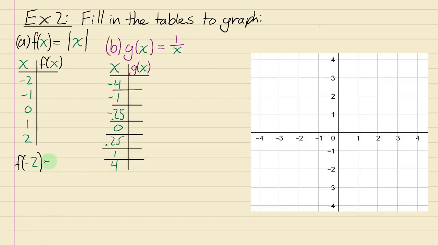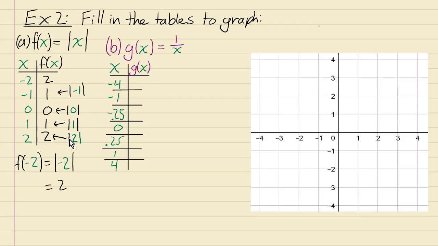So f of negative 2 means the absolute value of negative 2. And the absolute value of negative 2 is 2. So that means this result is 2. Likewise here, you could just do the absolute value of negative 1, and that is going to be 1. The absolute value of 0 will be 0. The absolute value of 1 is 1. The absolute value of 2 is 2. So you get all these points.